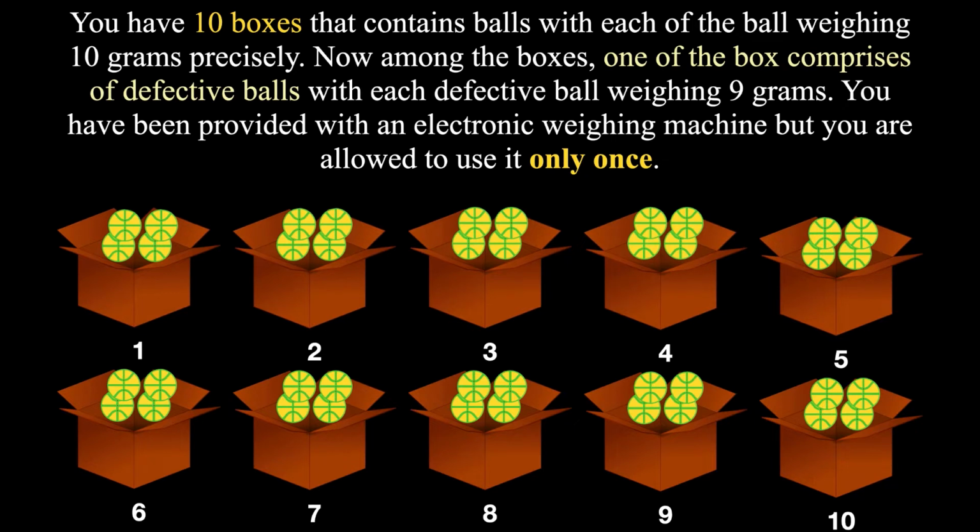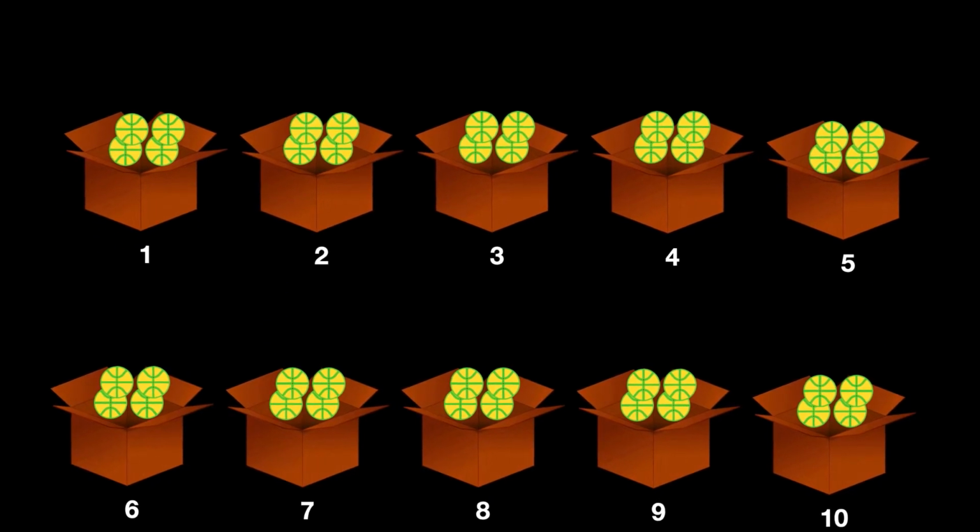For convenience's sake, let's name the boxes from 1 to 10. In order to solve this problem, you have to leverage the fact that you know exactly what each good ball is supposed to weigh and what each defective ball is supposed to weigh. Many of us instinctively will take one ball out of each box and try to find a way to make it work, but the trick is to take a different number of balls from each box. The number of balls you pick from each box is equal to the box number.